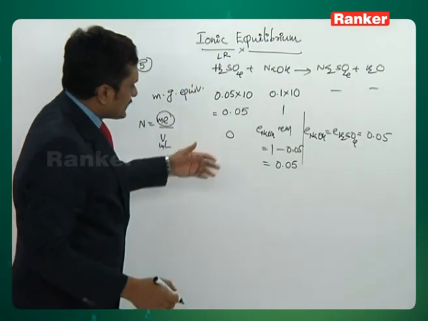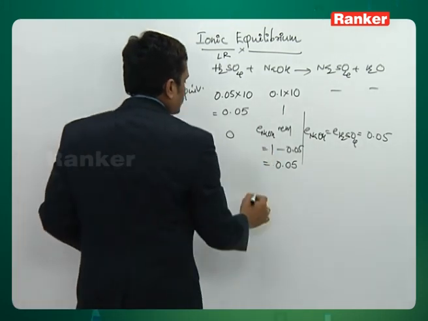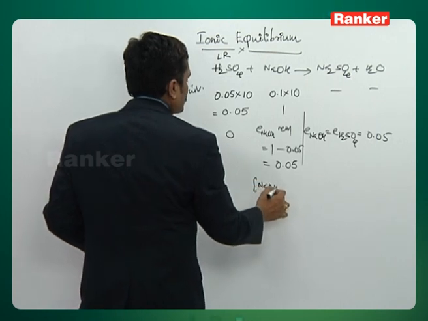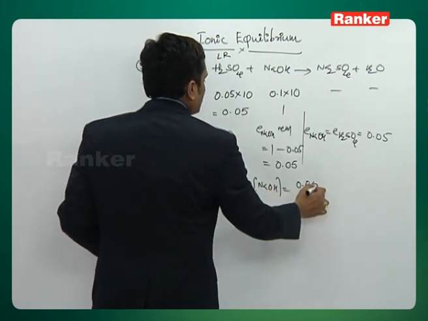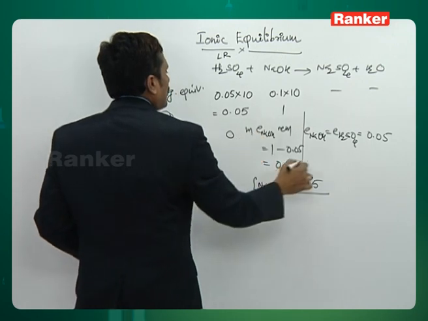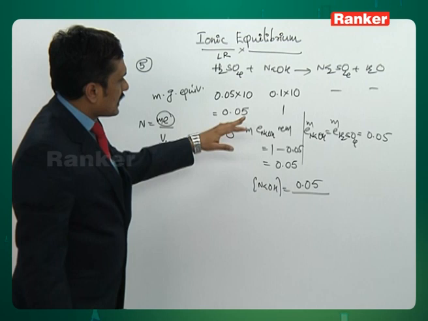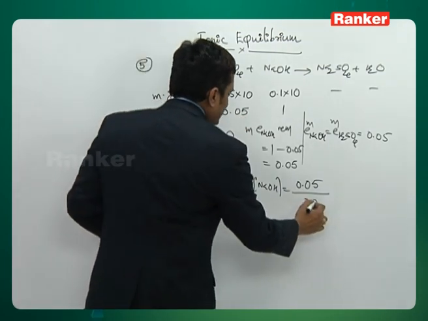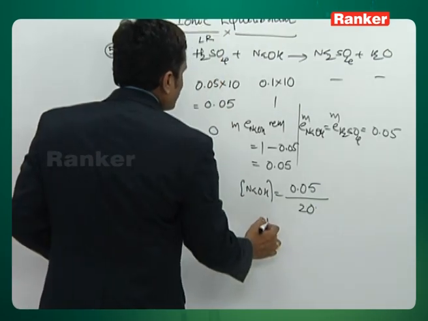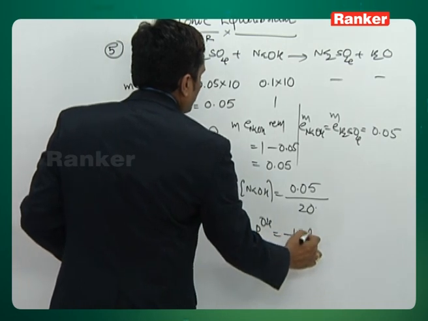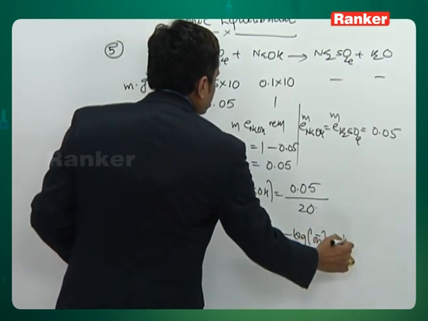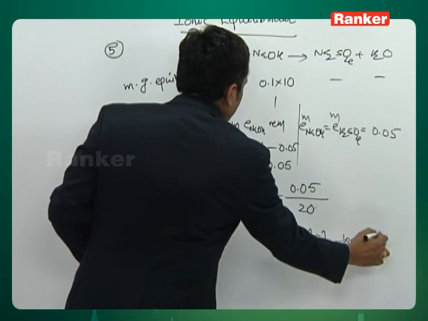So here, after finding the resultant NaOH, the concentration of NaOH that we would obtain is the milli equivalents of the NaOH divided by the total volume added, which is 10 plus 10, that is 20. Now when I have to find the pOH value, it is the negative log of the concentration of OH minus, which is nothing but the negative log of 0.05 upon 20.